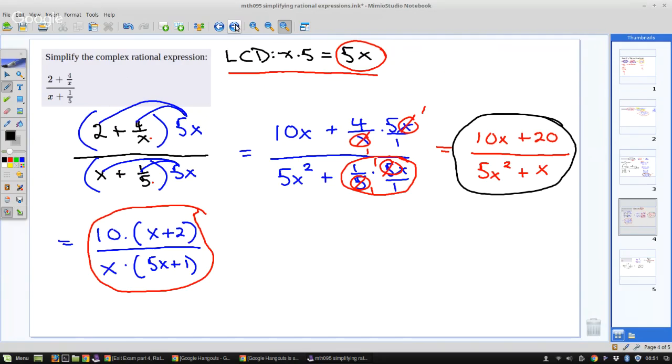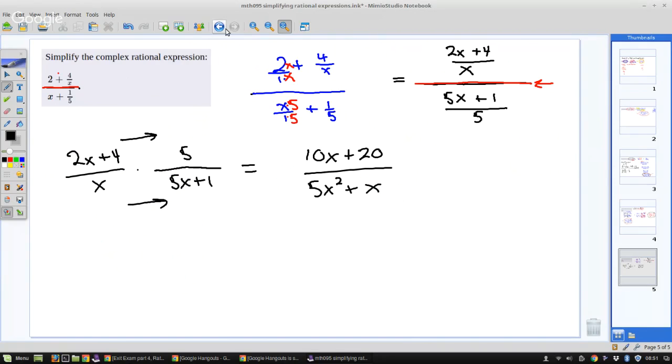So I would recommend practicing both and making a decision on whether you like the LCD method or just clean up the top and bottom following the order of operations.